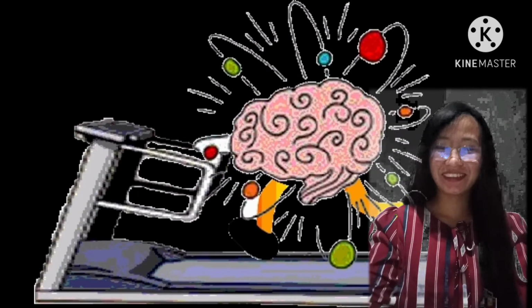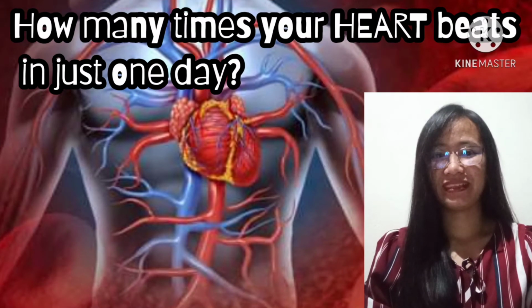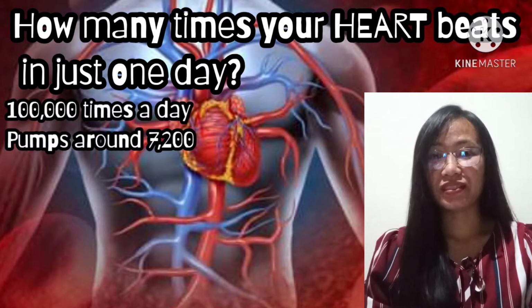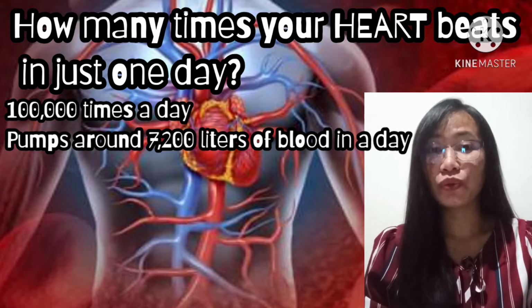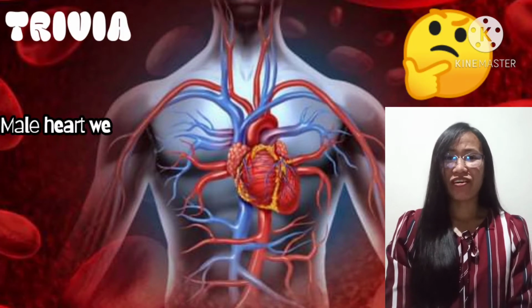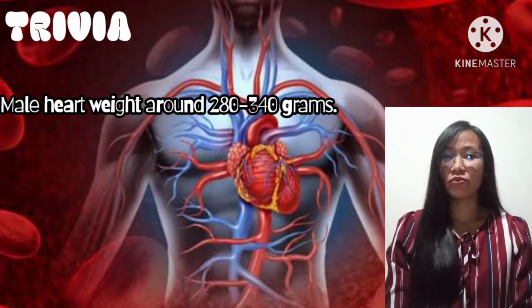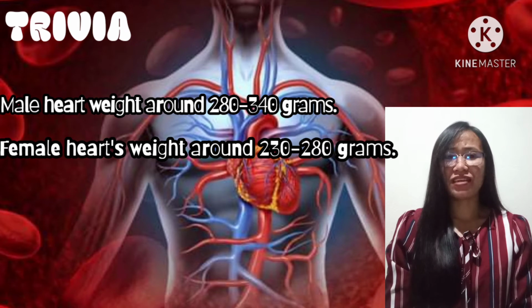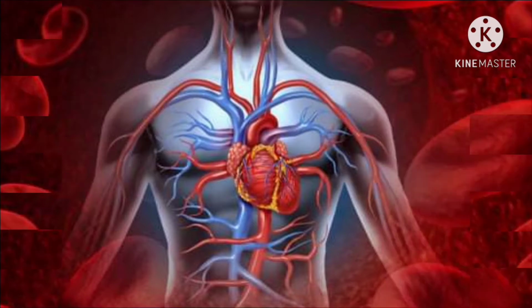Let's stretch your brain. How many times does your heart beat in just one day? It beats around 100,000 times a day, pumping around 7,000 liters of blood throughout your body. Trivia: did you know that the average male heart weighs around 280 to 340 grams, or 10 to 12 ounces, while the female heart weighs around 230 to 280 grams, or 8 to 10 ounces? Then the infant heart is about one-thirtieth of the total body weight.